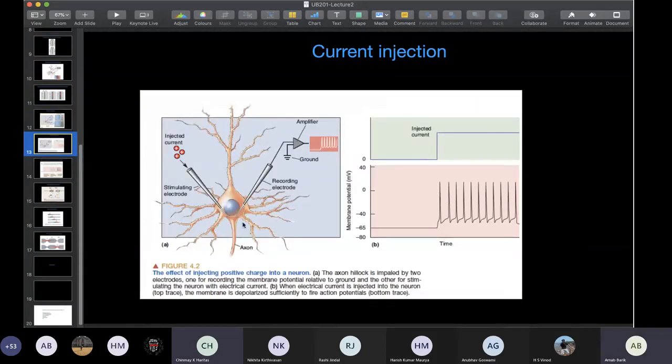Yeah, so it was getting injected inside the cell, and the potential is near the axon hillock, and then your potential is also being recorded from there.